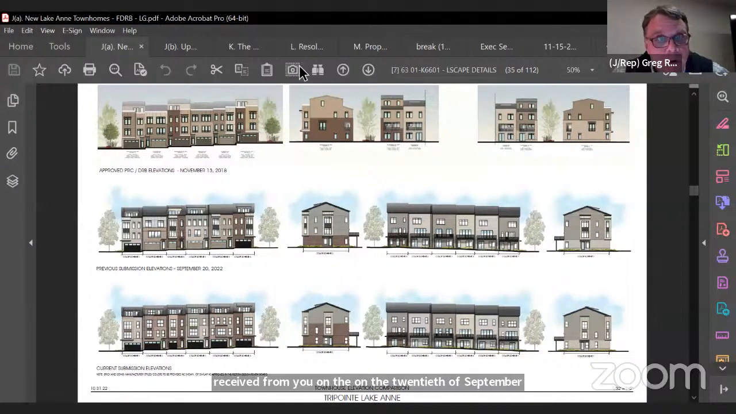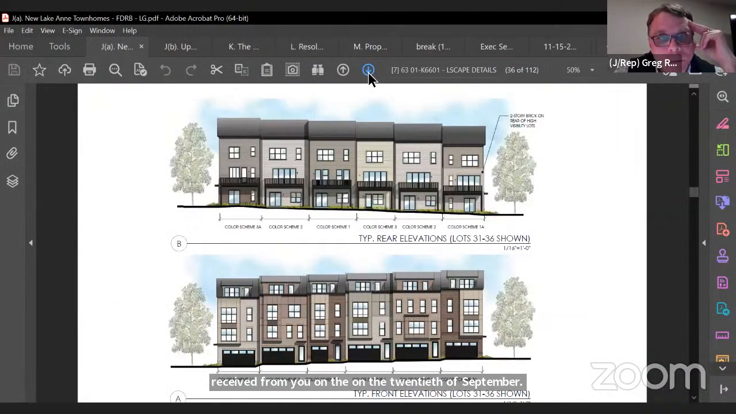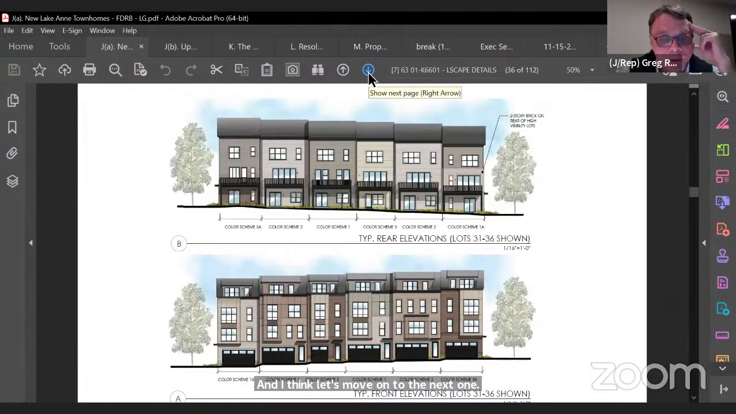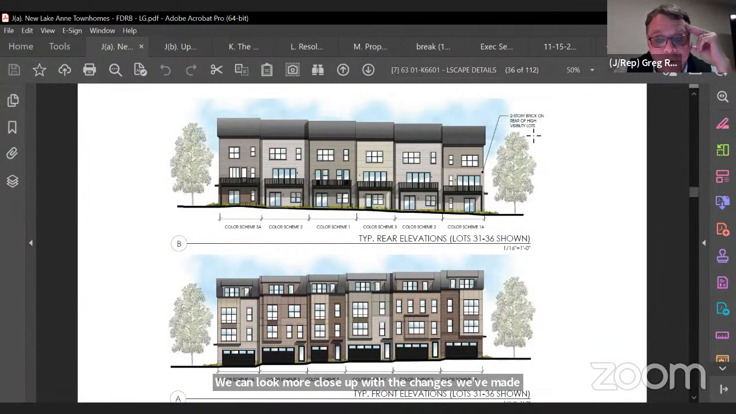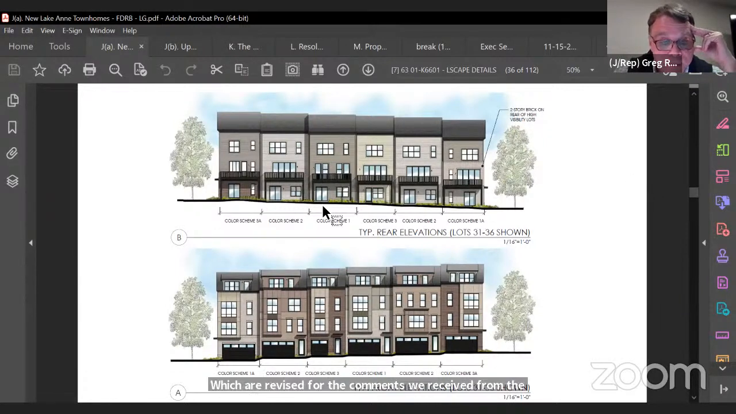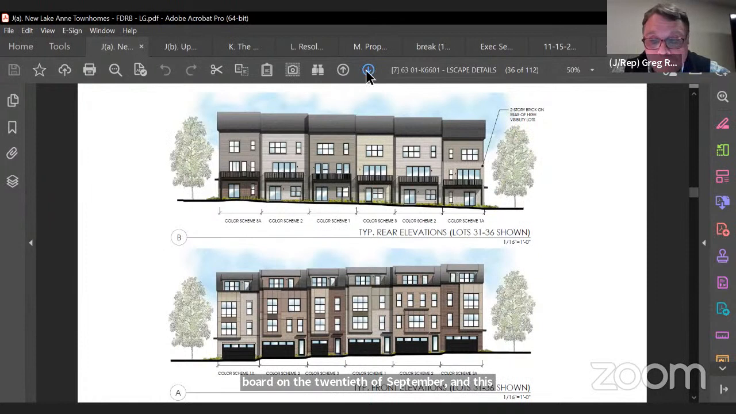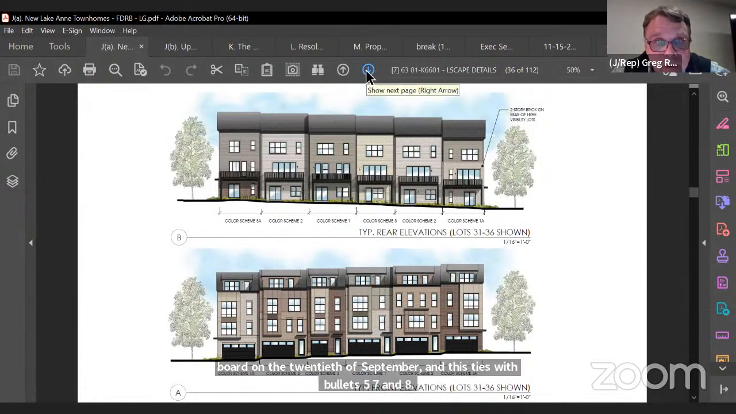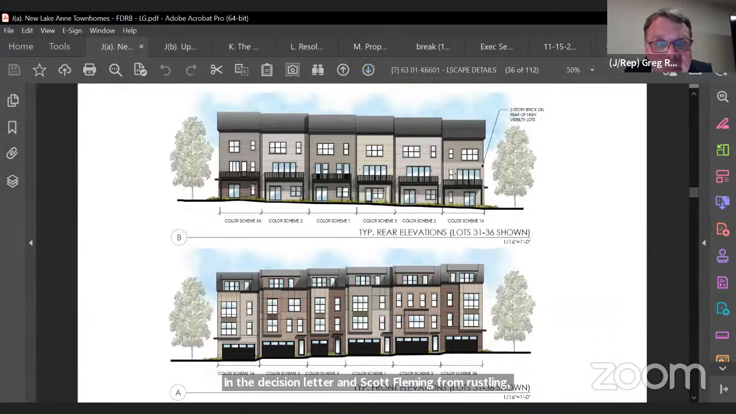And I think let's move on to the next one. We can look more close up at the changes we've made. So this is our typical front and rear elevations, which are revised for the comments we received from the board on the 20th of September. And this ties with bullets 5, 7, and 8 in the decision letter. And Scott Fleming from Russ Dorling is here. Scott, would you like to talk us through the changes? Sure.